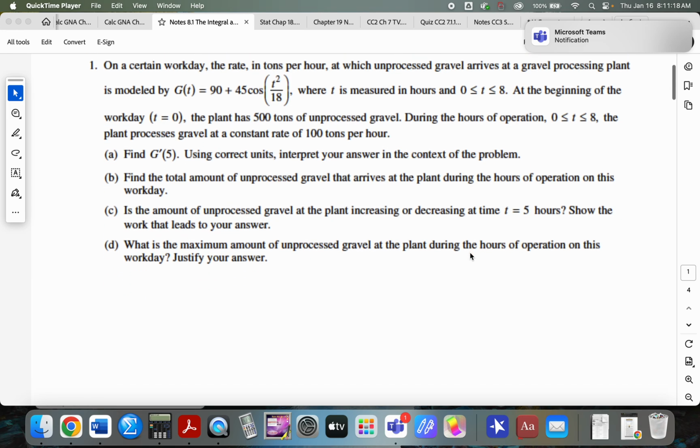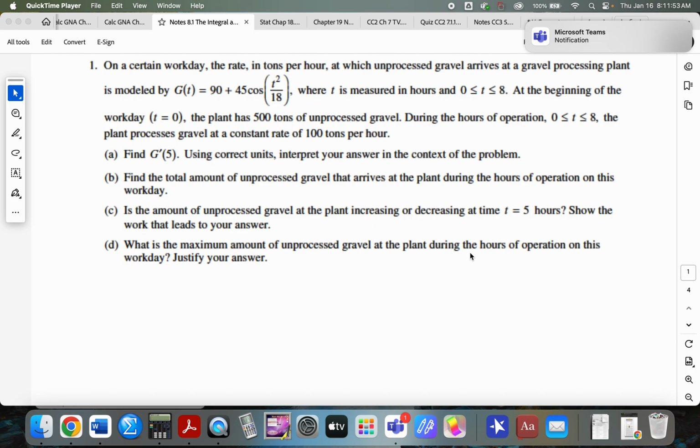On a certain workday, the rate in tons per hour at which unprocessed gravel arrives at a gravel processing plant is modeled by G of t equals 90 plus 45 cosine of t squared over 18, where t is measured in hours and t is between 0 and 8. Just notice that, as I pointed out to you the other day, they're going to give you a rate, but they're not going to tell you that it's a derivative of something.